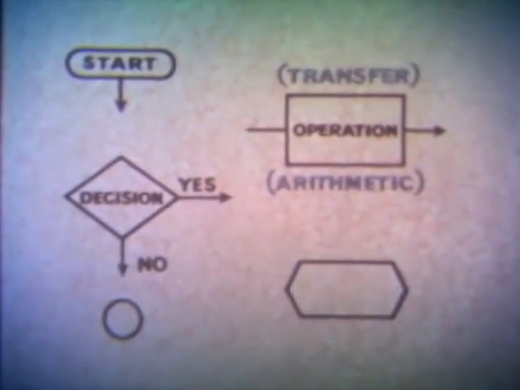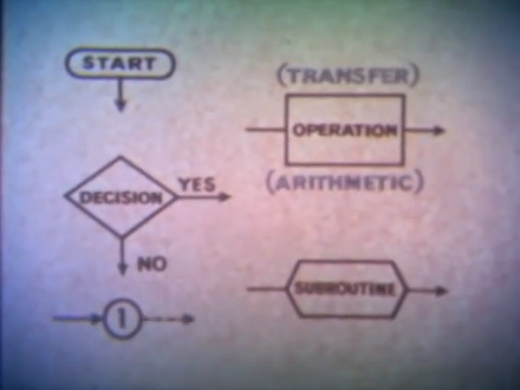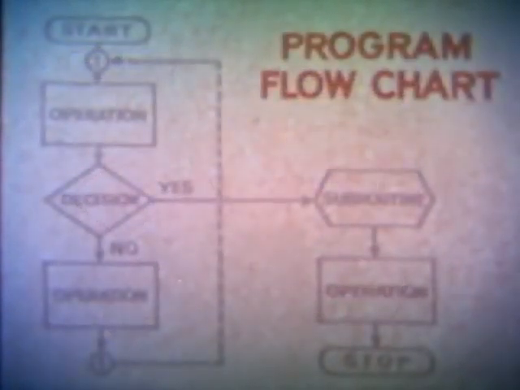This shape represents a subroutine, such as table lookup, sorting, or some other set procedure to be followed. A circle with a number in it is used to indicate that the flow goes to another part of the chart to a similarly numbered circle. This is a very simple example of a program flow chart.